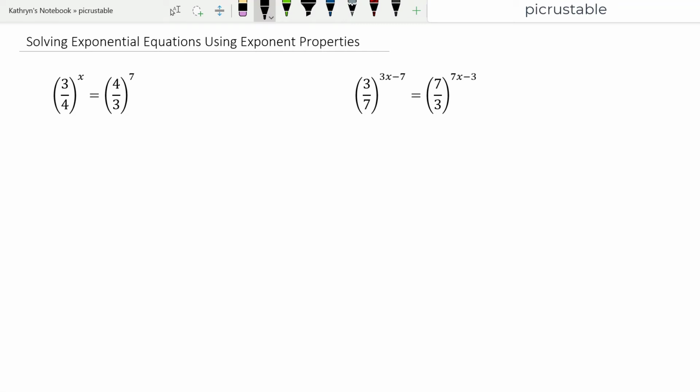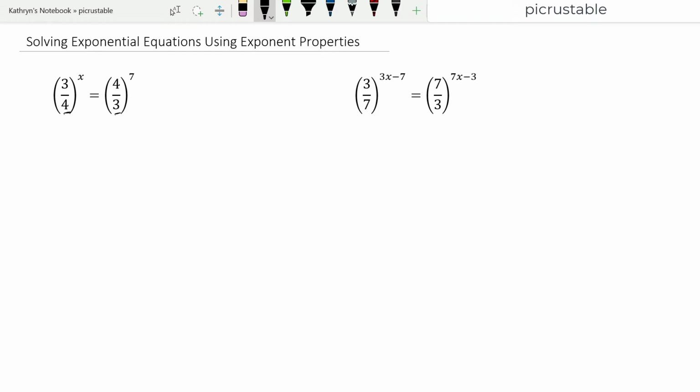Solve exponential equations using exponent properties. Let's look at our first one. We have 3/4 to the x equals 4/3 to the 7th. First thing we know is that our bases have to be the same.